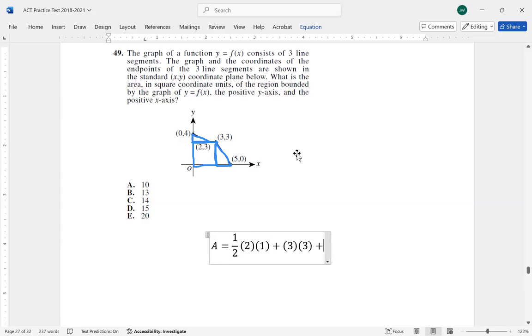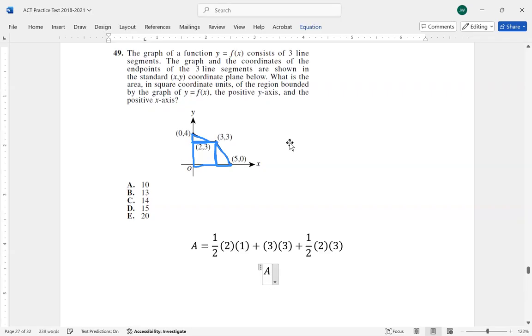Area of a square is 3 times 3. And then that last triangle, we go from an x value of 3 to an x value of 5. So that's a base of length 2, and its height is going from 0 to 3. So its height is 3.